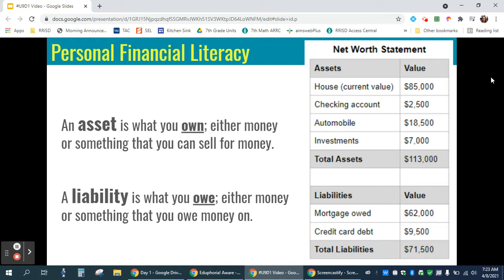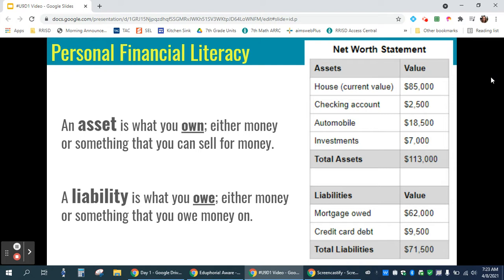So under assets, it says the house value is $85,000. Somebody has $2,500 in their checking account. Okay. And then if you look down a little bit further, liabilities, they owe $62,000 on the mortgage, which is their house payment. And their credit card, they owe $9,500. Oh, okay. So what is the difference between an asset and a liability?